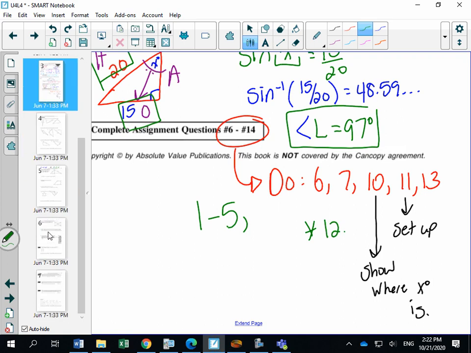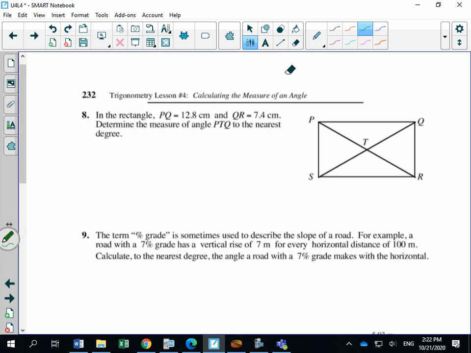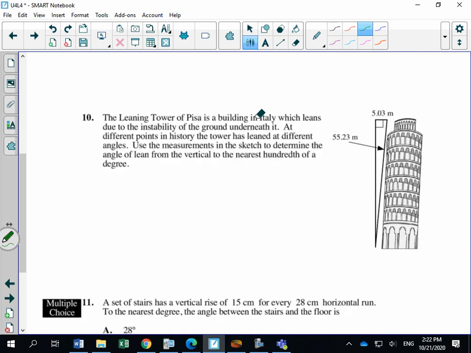So number 10, it's like the Leaning Tower of Pisa or something. Yes. Okay, the Leaning Tower of Pisa is a building in Italy which leans due to the instability of the ground underneath. What do they want us to find? The angle of the lean. Do you guys know?